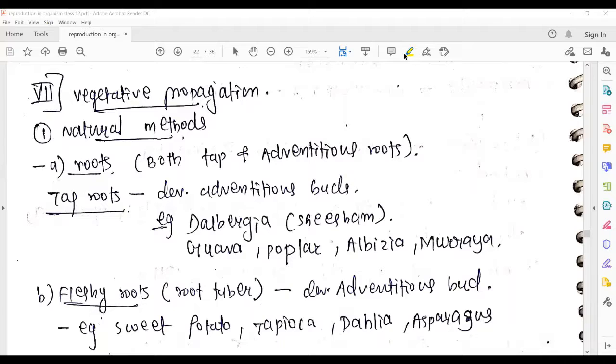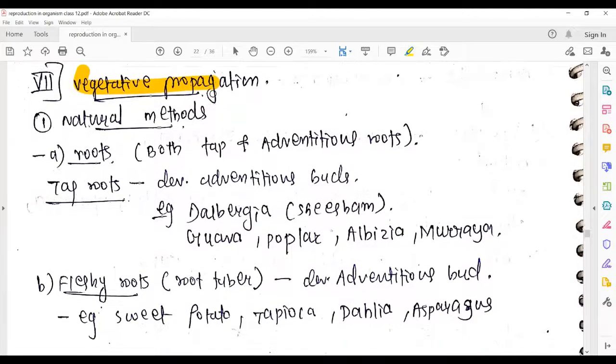Myself Somnath Panicha here. We had already started a class 12 new chapter called Reproduction in Organisms, and we had already completed one session of that. So here is our second lecture, and from this lecture we are going to start with our vegetative propagation techniques. So vegetative propagation means what?